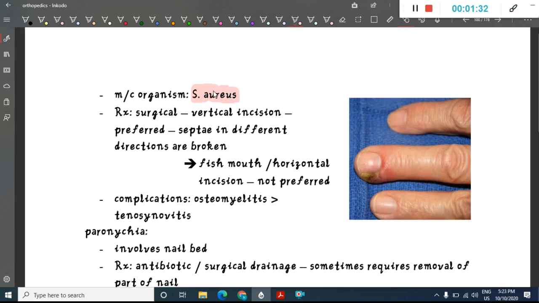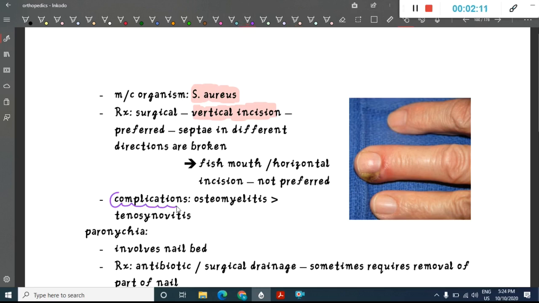How are you going to treat the felon? Felon treatment is by vertical incision. Why is a vertical incision given? If you give a vertical incision, all the septa will be broken, because in the nail there are many septa. You should never give a horizontal or fish mouth incision. Always a vertical incision should be given in felon.